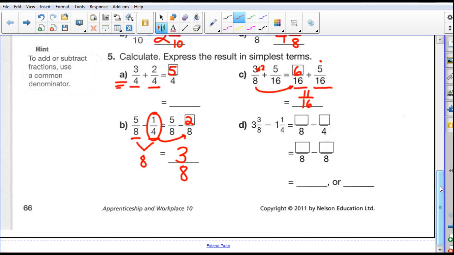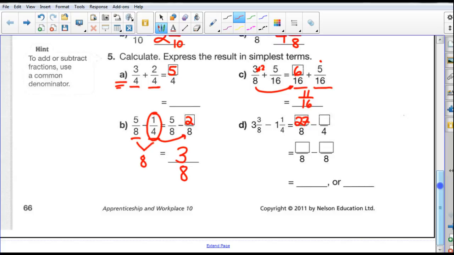I have 3 3/8, a mixed fraction. Subtract 1 1/4, another mixed fraction. So the first thing I want to do is convert these two into improper fractions. So, like before, I take the 3 times 8, which is 24. 24 plus 3 is 27. So this is 27 over 8 minus, now let's do 1 1/4.